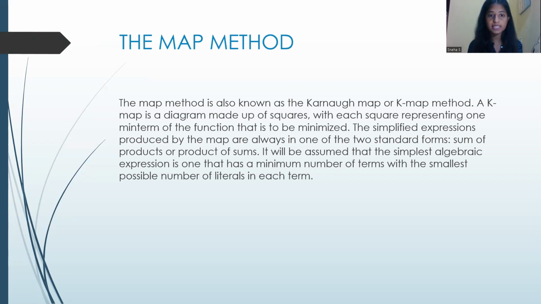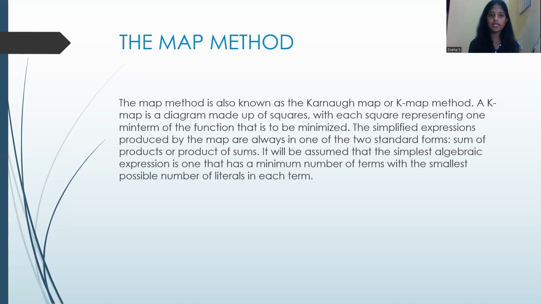The simplest expressions produced by the map are always in one of the standard forms, that is sum of products or product of sums. It will be assumed that the simplest algebraic expression is the one that has a minimum number of terms with the smallest possible number of literals in each of them.